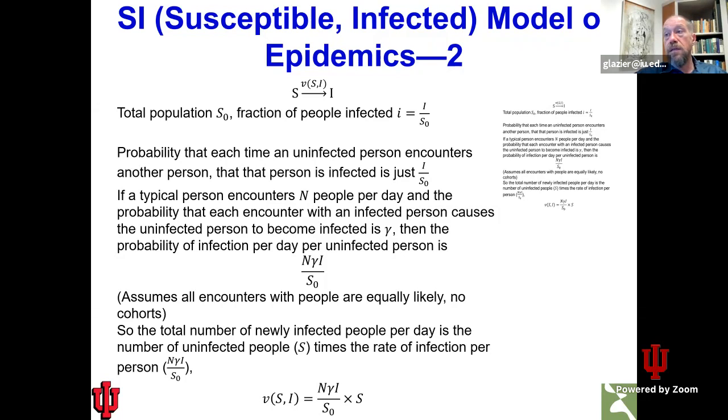Okay. So in that case, the number of newly infected people per day is the number of uninfected people times the rate at which each uninfected person becomes infected. And that rate is the number of encounters they have times the probability of infection per encounter times the fraction of people who are infected. So the rate law then, V of S and I, is N gamma divided by S0 times the number of infected people times the number of uninfected people. And that's the basic law.